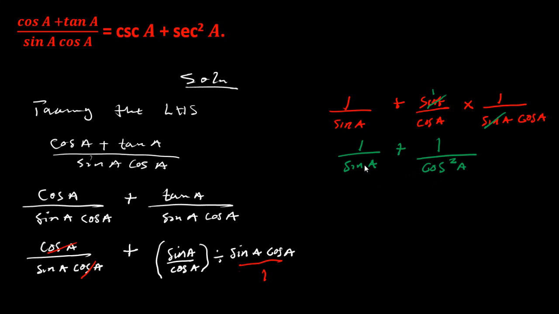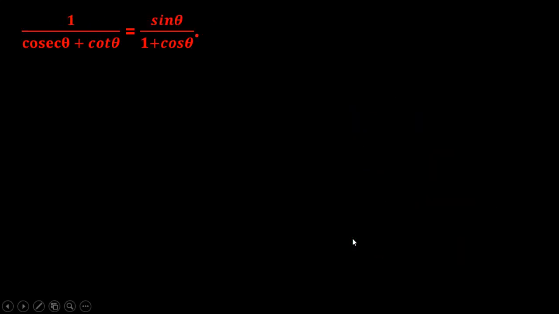And then you need to note that 1 over sin A is simply cosec A. And then we can say plus, and we know that 1 over cos squared A is simply sec squared A. And this is just the same as the right hand side. So therefore, this has been proven. Just simply write hence proven. So this is how easily you can work out this identity.